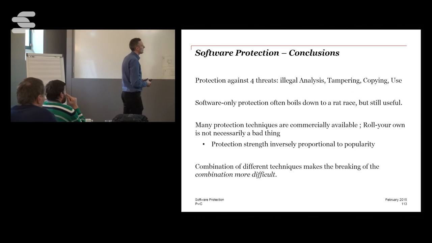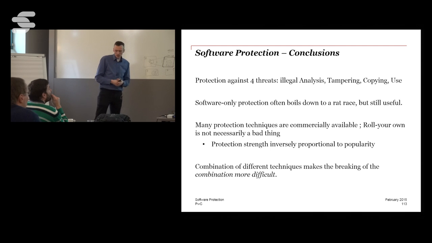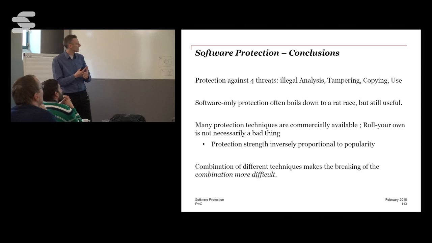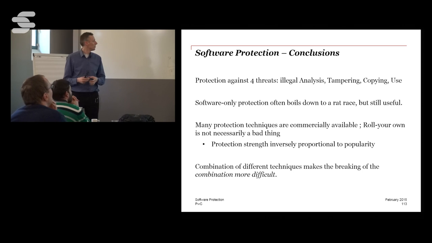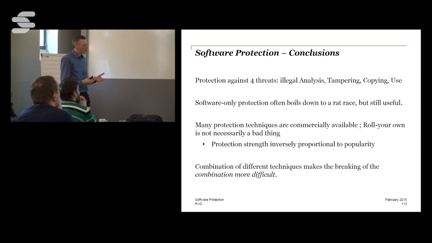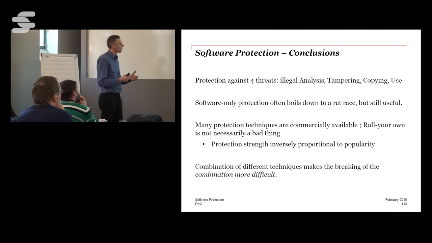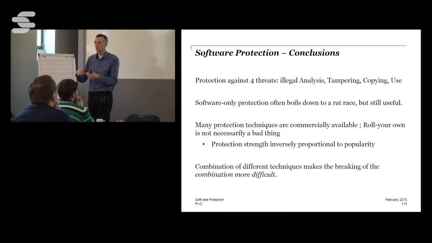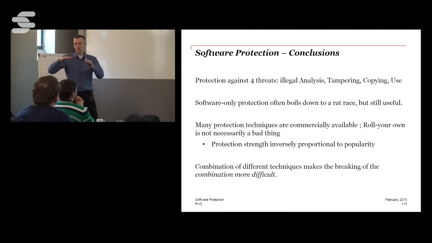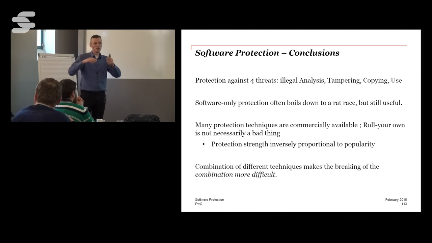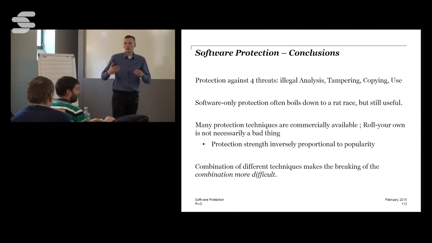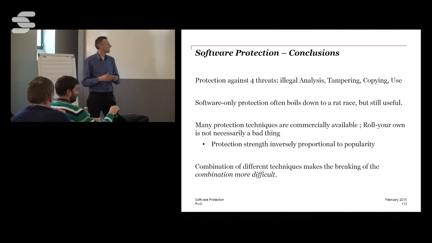What we discussed today is software protection against four important threats: analysis, tampering, copying, and use. Software-only protections, as we discussed before, often boil down to a rat race. If you look at obfuscation techniques, if you look at licensing techniques, it's often a rat race between attackers and defenders. It's just a matter of buying time. But it will be broken eventually. That's kind of the idea behind it.